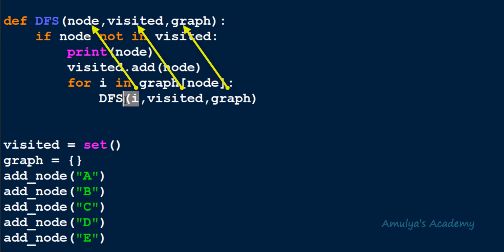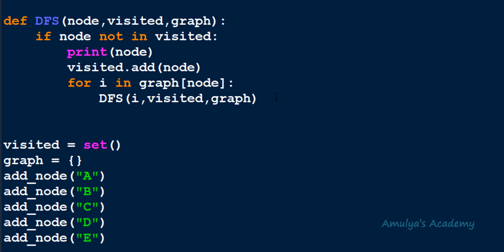So now i is B in this example. Visited is a set which contains A now. Graph is the graph dictionary. And we are done. So what we are doing here is we are visiting every node recursively. And how this recursive function works, I'll explain in the next tutorial with an example.